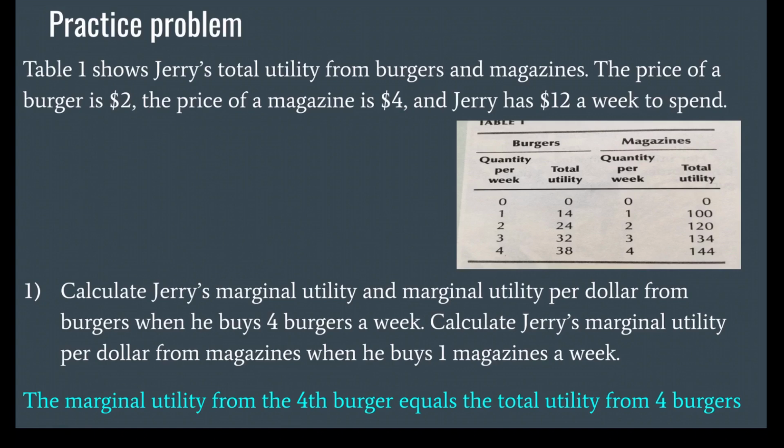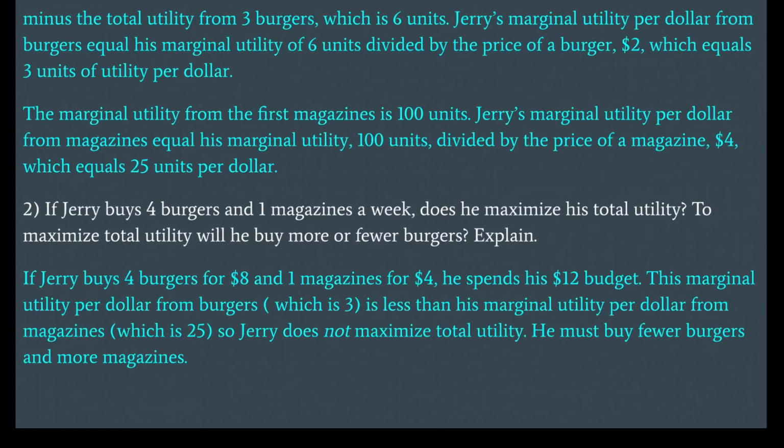The marginal utility from the 4th burger equals the total utility from 4 burgers minus the total utility from 3 burgers, which is 6 units. Jerry's marginal utility per dollar from burgers equals his marginal utility of 6 units divided by the price of a burger, $2, which equals 3 units of utility per dollar. The marginal utility from the first magazine is 100 units. Jerry's marginal utility per dollar from magazines equals his marginal utility of 100 units divided by the price of a magazine, $4, which equals 25 units per dollar.